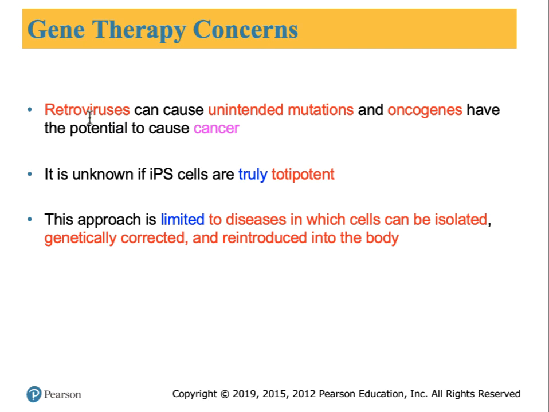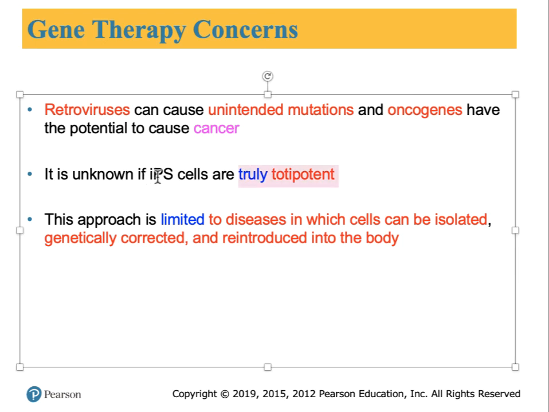Returning back to the retroviruses that have been used in some experiments, they can cause unintentional mutations, and because they either carry oncogenes or they insert themselves and activate oncogenes, the potential to cause cancer in the subjects is of great concern. With iPS cells, the major concern is, are they really totipotent? Can they give rise to all the tissues of a body? The technical challenges permeate into the types of diseases and the tissue that they impact.